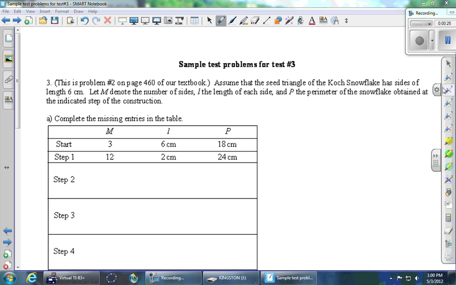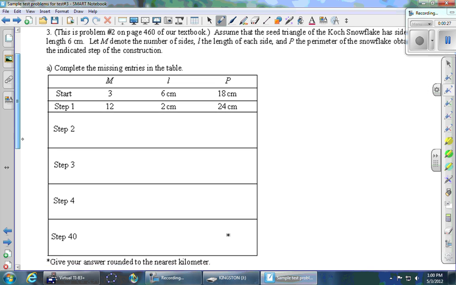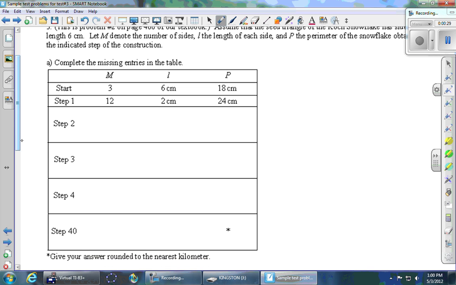A, complete the missing entries in the table. Okay, so the first row says that M, which is the number of sides, is 3, and L, the length of each side, is 6. That was given. 3 sides because it starts with a triangle. And then the perimeter is just the product. Number of sides times the length. 3 times 6 is 18.